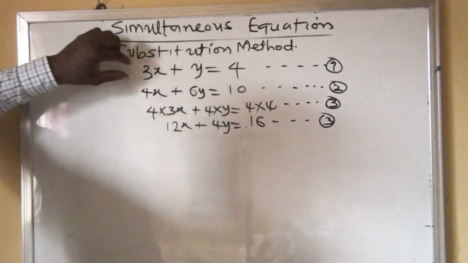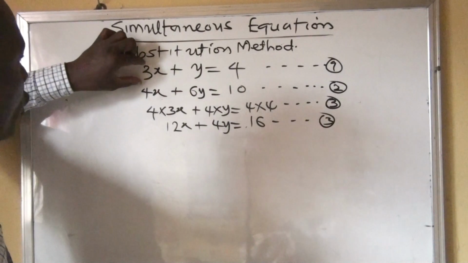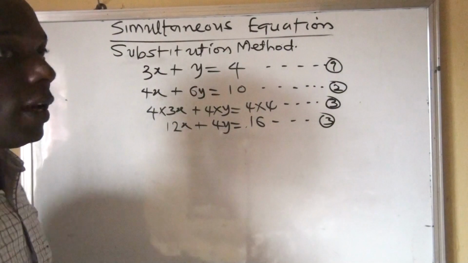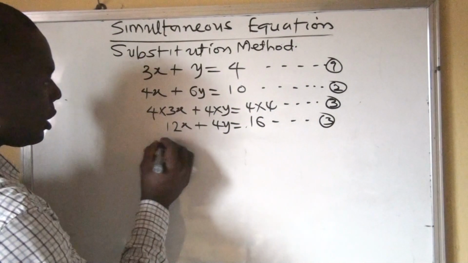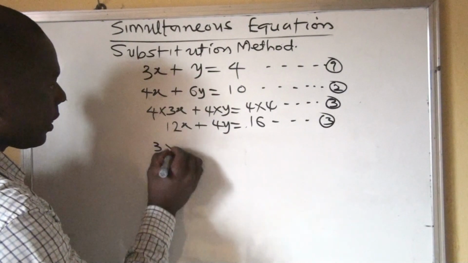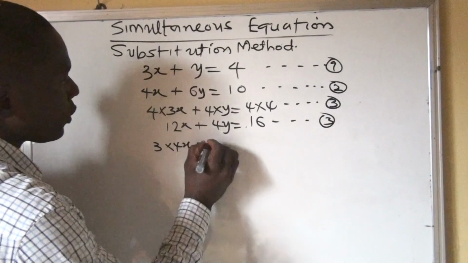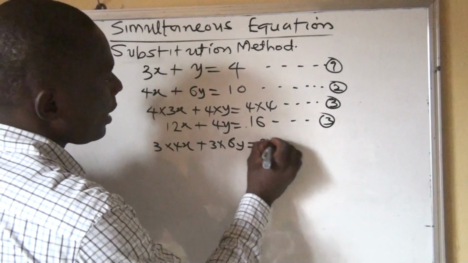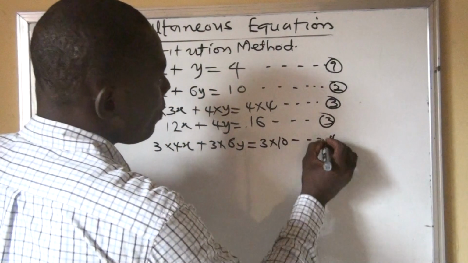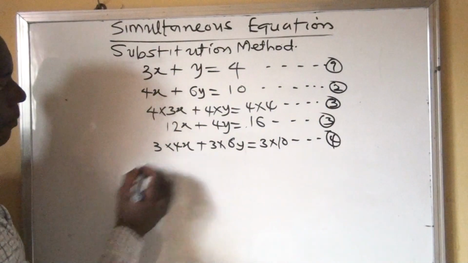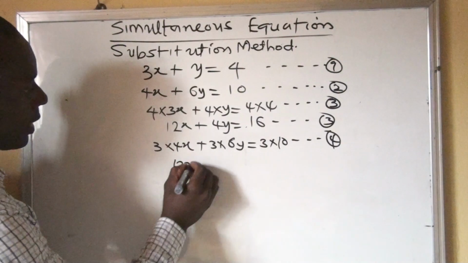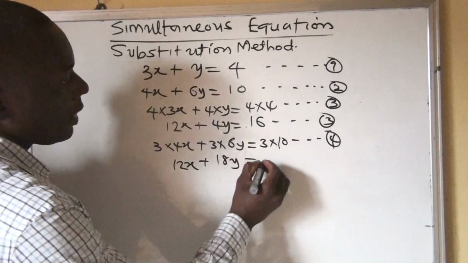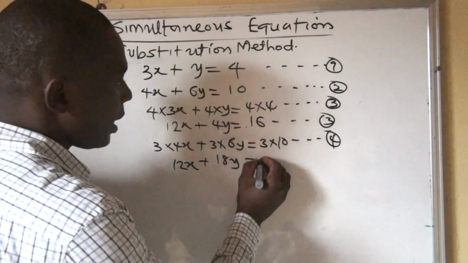Then you go to equation 1, you look at the coefficient of x here, it is 3. You use it to multiply the whole of equation 2. Now here, this becomes 3 times 4x plus 3 times 6y equals 3 times 10. This becomes equation 4. So 3 times 4x will give us 12x, 3 times 6y will give us 18y, and 3 times 10 will give us 30.